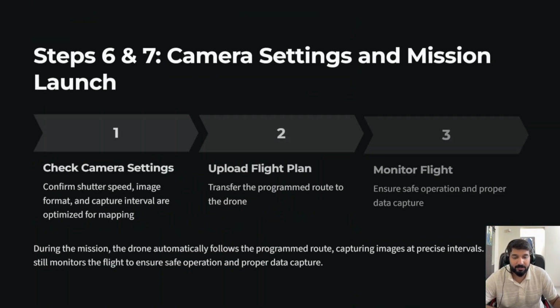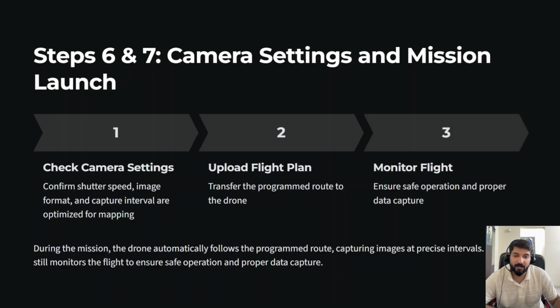Step 6. Check camera and capture settings. Before launching the mission, confirm that the camera settings are optimized for mapping. This may include settings such as shutter speed, image format, and capture interval. Proper camera settings ensure that the images are sharp and suitable for processing.